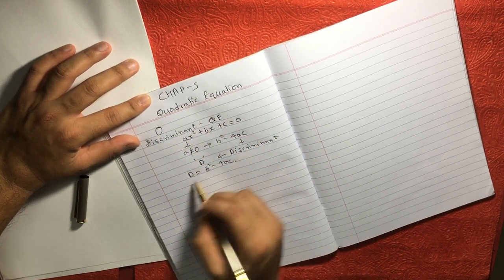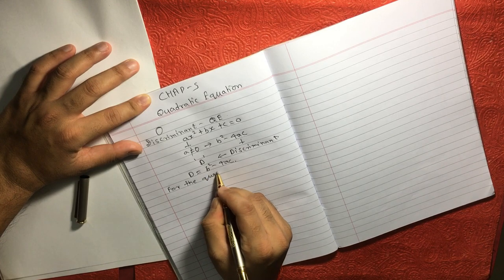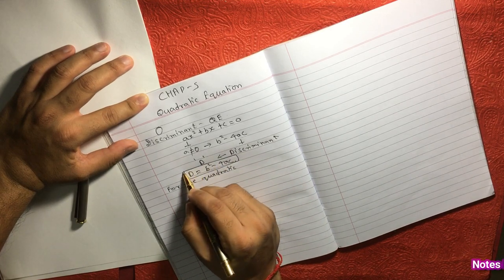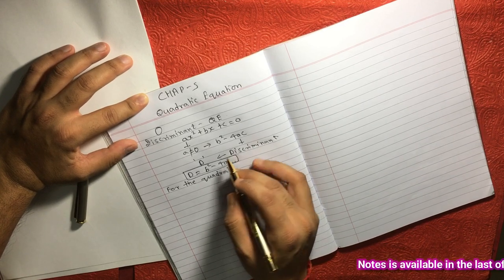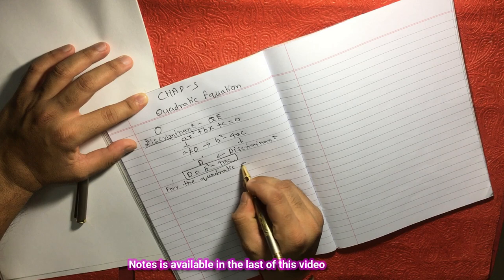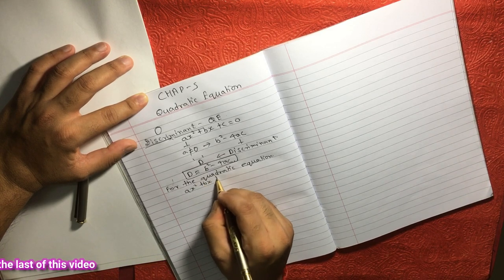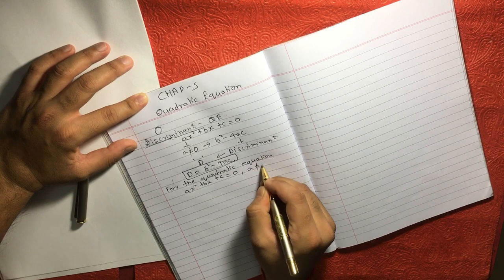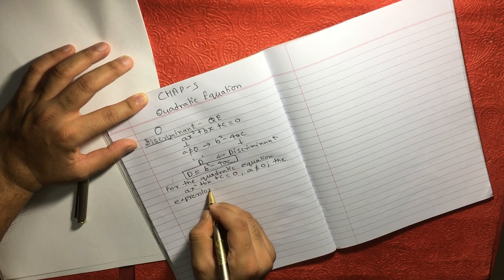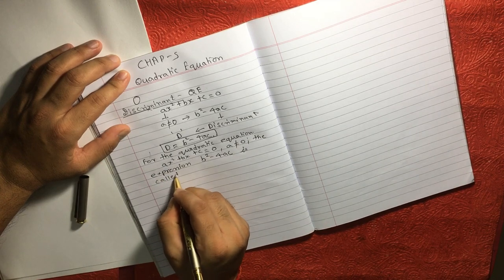Let me write this explanation also for you. I am explaining this because this concept is going to be used in almost every question of the upcoming exercise, so I want you to understand it before moving ahead. For the quadratic equation ax square plus bx plus c is equal to 0, where a is not equal to 0, the expression b square minus 4ac is called the discriminant.